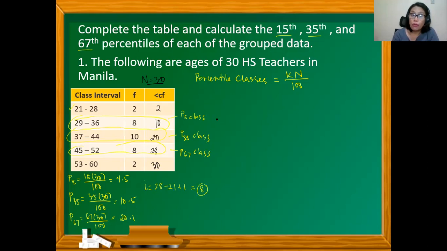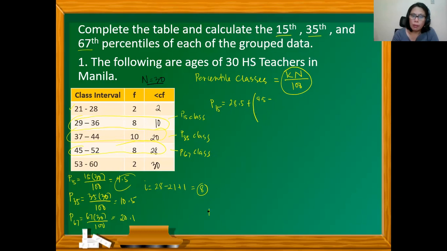Now we are ready to solve for P sub 15, P sub 35, and P sub 67 using the information that we have obtained. So for P sub 15, the lower boundary of the P sub 15 class is 28.5, since the lower limit is 29. So we will just less 0.5 and then plus. Then we have this for the numerator of the first factor. So we have this value 4.5. And then we will less this by the less than CF.